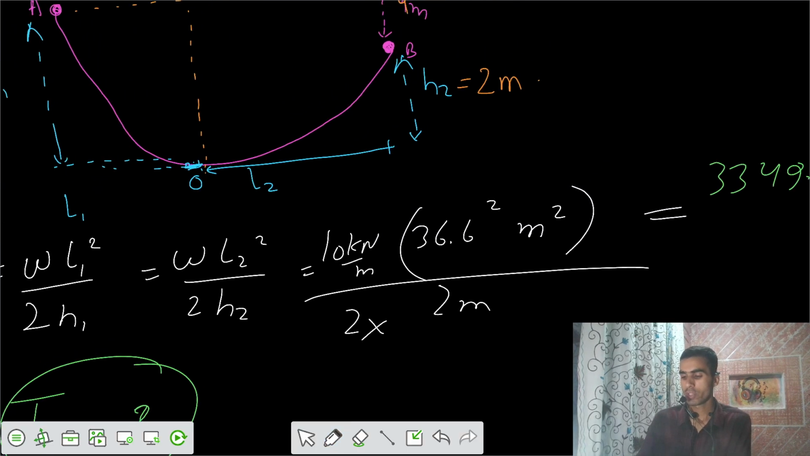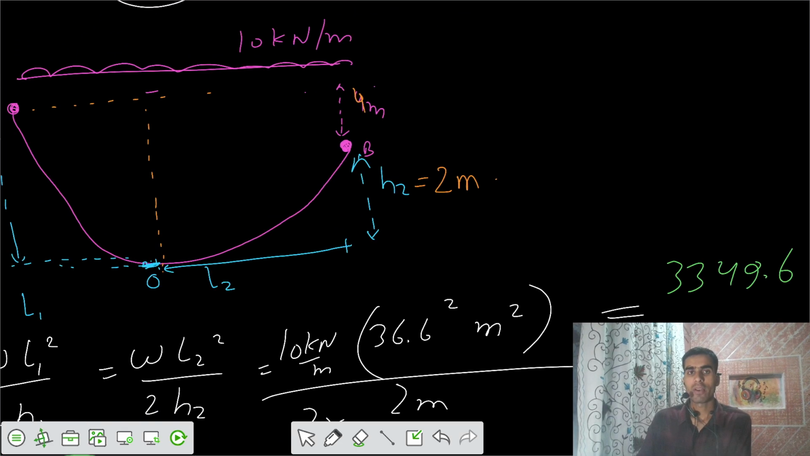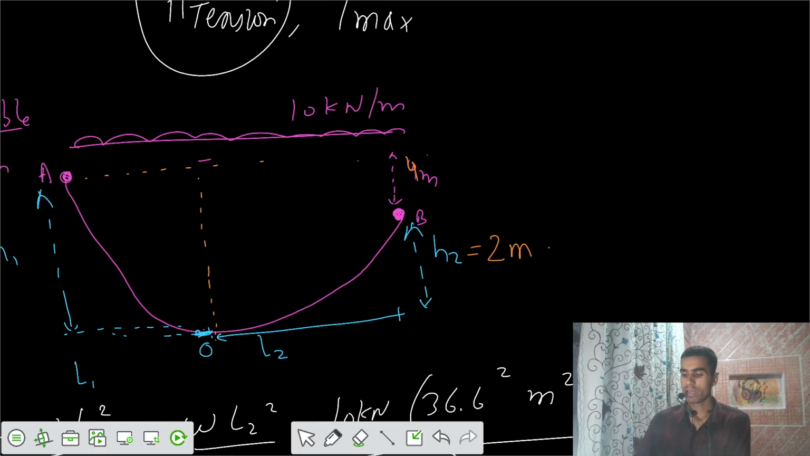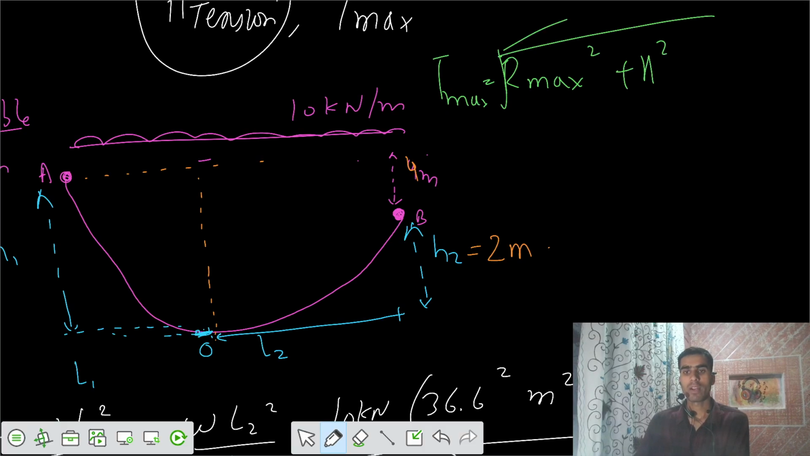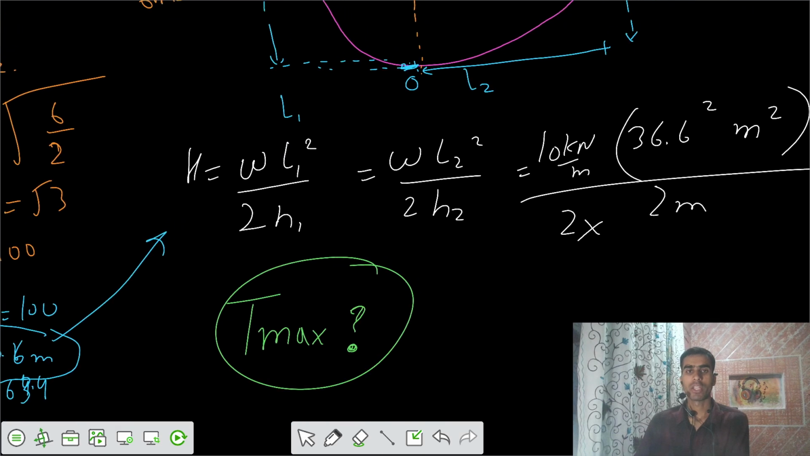I think we should go. If I substitute that value in this way and calculate the reactions, I can get the value of R max out of these reactions RA and RB. Then T max would be equal to the root of R max square plus S square. To get the value of maximum reaction, let's go for the calculation of reactions.